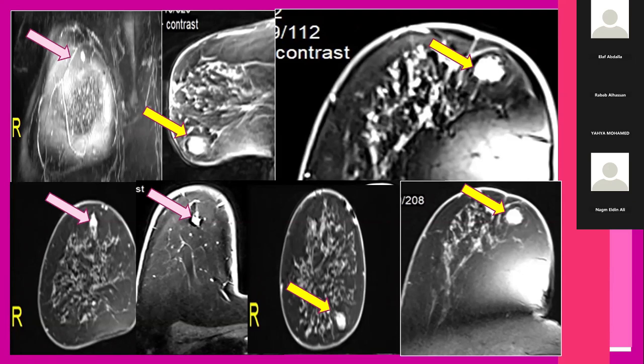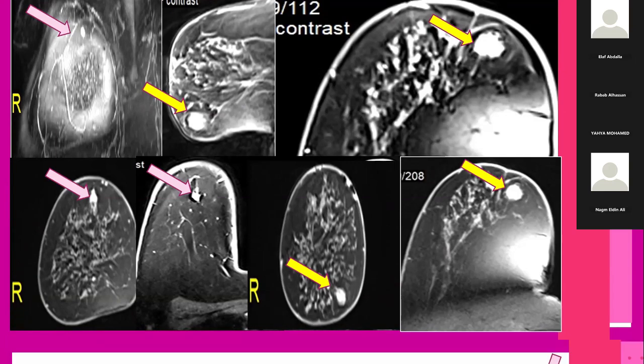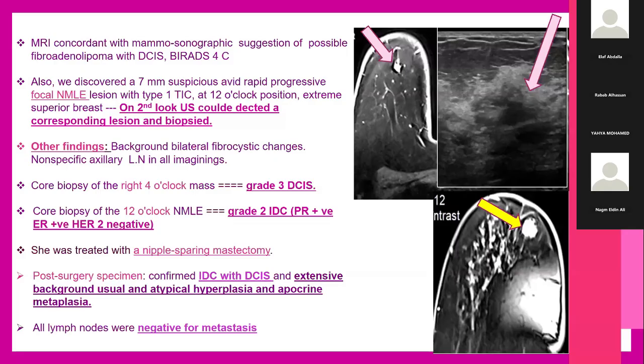But incidentally on MRI, we found a focal non-mass-like enhancement at 12 o'clock. This is the focal non-mass-like enhancement, the pink arrow. And here we can see the same 4 o'clock index mass we have seen previously on mammography and ultrasound. So we recommend biopsy of both lesions, okay?